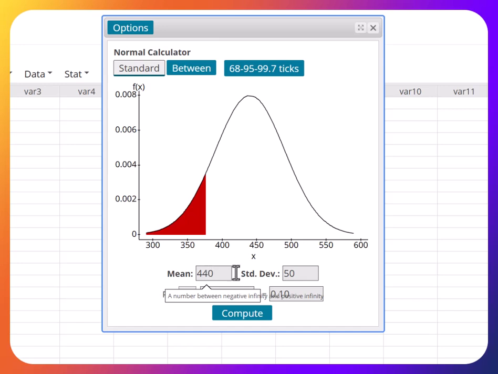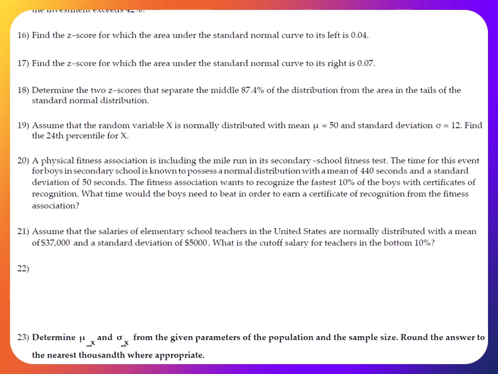All right, so next question. Assume the salaries of elementary teachers in the United States are normally distributed with a mean of 37,000 and a standard deviation of 5,000. What's the cutoff salary for a teacher at the bottom 10%? Bottom 10% means the lowest salaries. Yes, it's going to be an area to the left in this case.